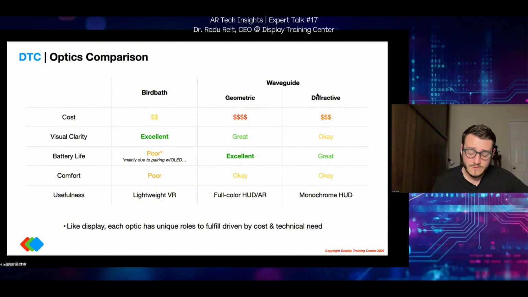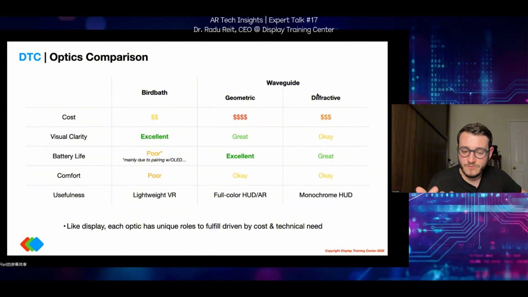The birdbath itself, which is a very low cost solution, is going to give you the best image clarity when paired with a micro OLED panel. And so your optics device is not a variable that you choose during your device creation. It is a resultant variable based off of what device you try to make. So if you're making a lightweight VR, you're going to choose a birdbath. If you're making a heads-up display, this is where you can start choosing between a geometric or a diffractive waveguide based off of what is most important to the user.